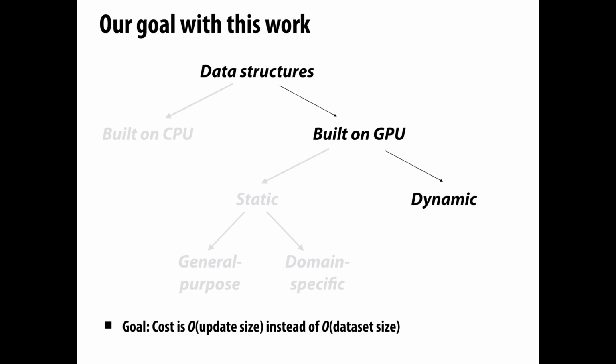So our interest in the work that I'm going to talk about today is how do we do things dynamically? How do we have hash tables that we can continue to add things to even after we've built the initial data structure, and make the cost of that proportional to the size of the updates as opposed to the size of the entire data structure?